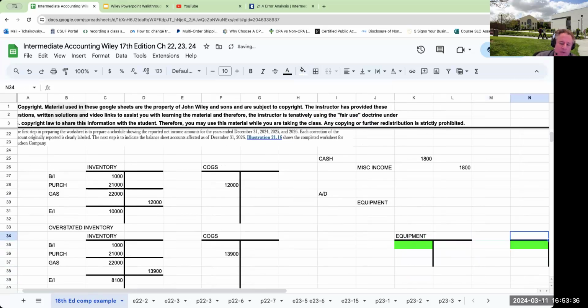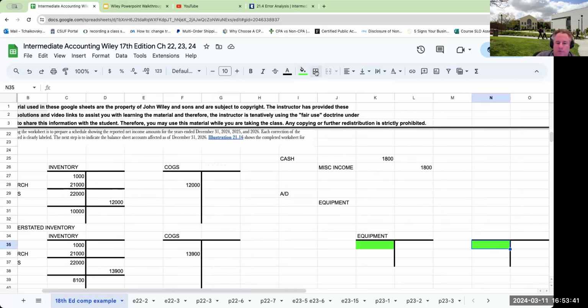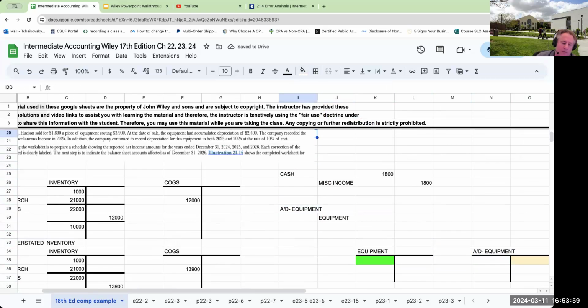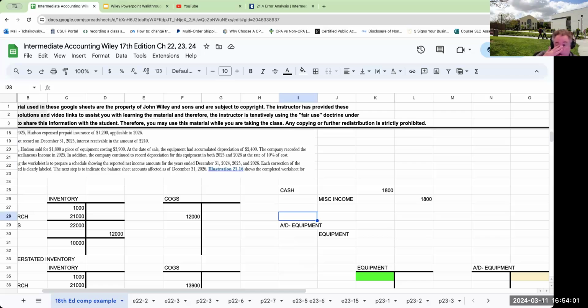For the accumulated depreciation on the equipment, this is a contra asset account. So the accumulated depreciation on the equipment basically needs to be debited. The rest of my journal entry is I'm going to show the cash being received. And then also I'm going to be saying whether I'm going to have a gain or a loss.